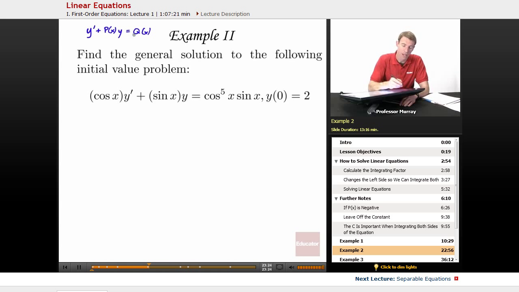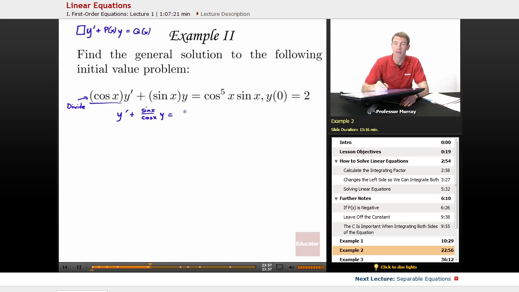In particular, it's not allowed to have any coefficient in front of the y prime. Here we do have a coefficient in front of the y prime. We got a cosine x. So what we're going to do is just divide both sides by that cosine x to get it into the required linear form. So I get y prime plus sine x over cosine x y.